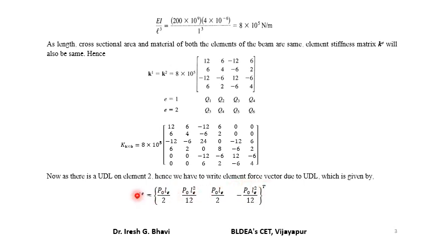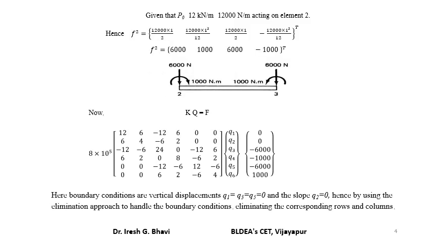So we have to write down the element UDL vector for element 2 only, because the UDL is acting only on element 2. So this is the UDL vector for element 2. Here you can see that P naught is given in the problem as 12 kilonewton per meter, that is 12,000 Newton per meter acting on element 2. Hence F2 is equal to 6,000, 1,000, 6,000, minus 1,000 transpose, that is a column matrix.